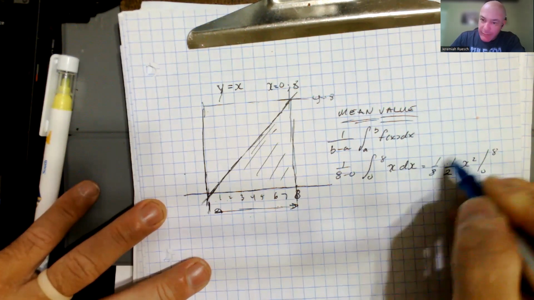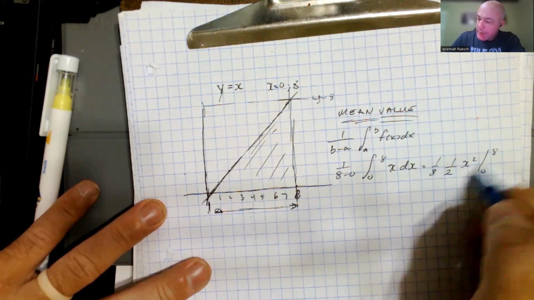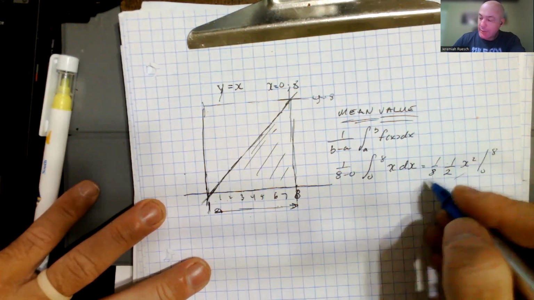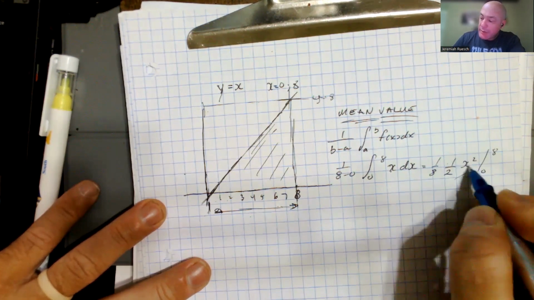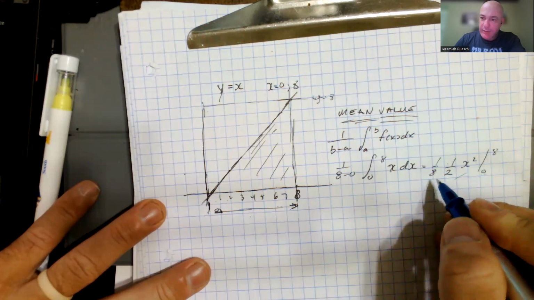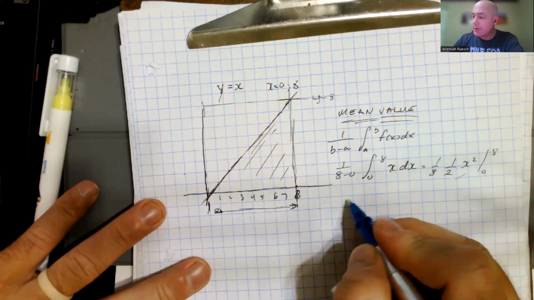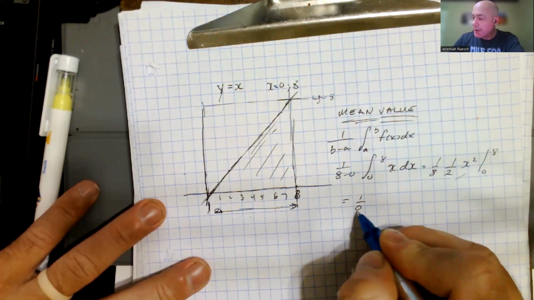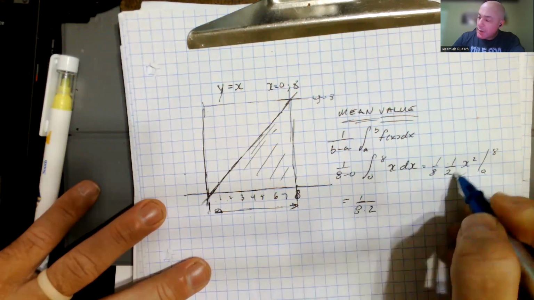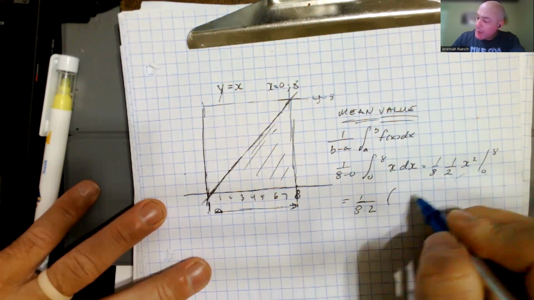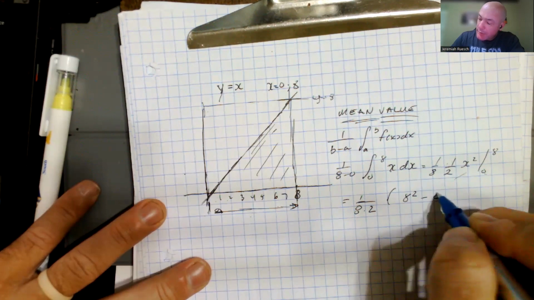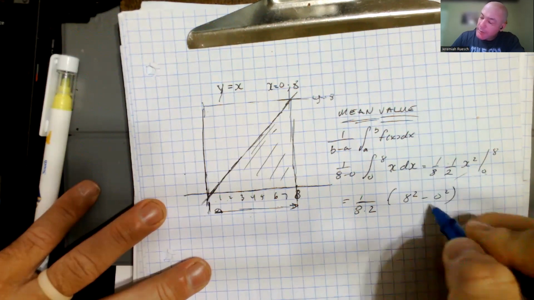And I'm going to leave it in this format since we have some symmetry things that are happening. And also notice that the bottom limit is 0, so that will be canceled out. So I'm just going to worry about plugging in the top value. So this is 1/8 times 1/2 times 8 squared minus 0 squared, just for completeness' sake. But like I said, that one's 0.